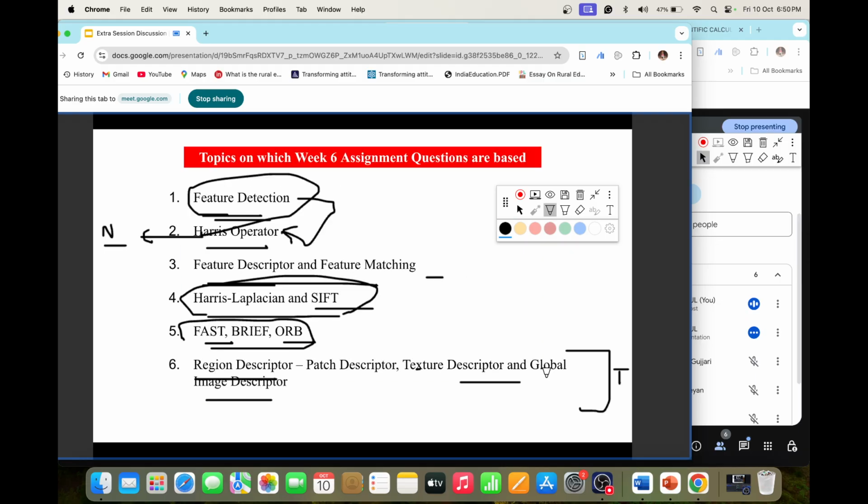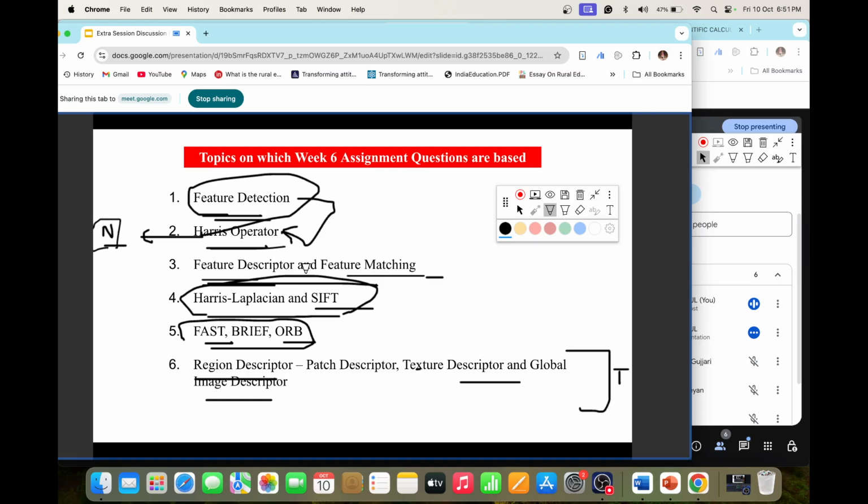And then week 6 you have these three things: feature detection, feature description, and feature matching. Feature detection, you have this Harris operator, a very simple operator, like lambda 1 into lambda 2 by lambda 1 plus lambda 2. Lambda is nothing but the eigenvalues of a structure tensor matrix. So again it is a very easy formula, but one numerical you can expect from the Harris operator, because it is the only algorithm for feature detection.